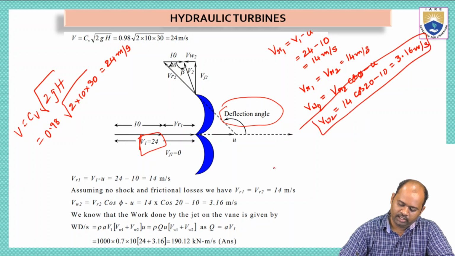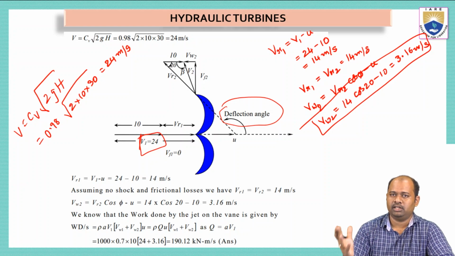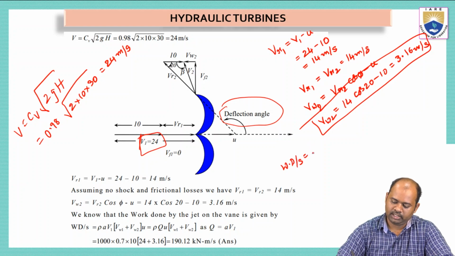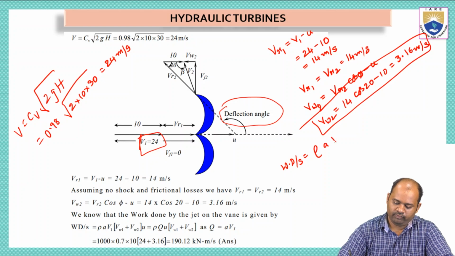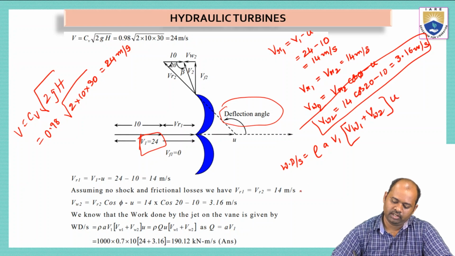And why are we calculating all these values? The ultimate goal is to calculate power as well as hydraulic efficiency. The power cannot be calculated directly, so we will always calculate work done. Work done per second will give you the value of power. So work done is nothing but rho A V1 times the whirl velocity at inlet plus whirl velocity at outlet, multiplied by the velocity of the bucket.